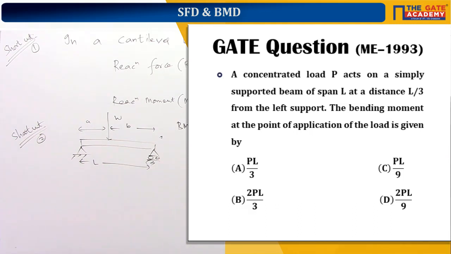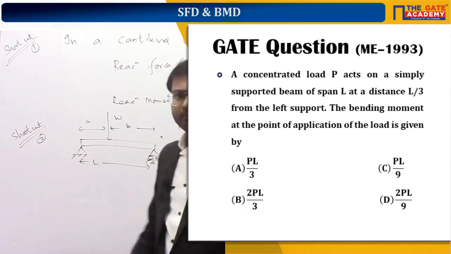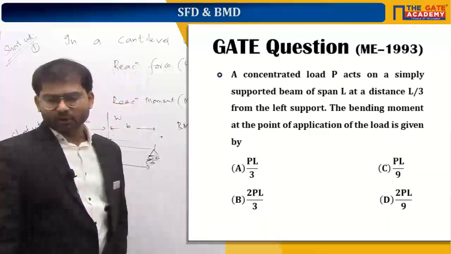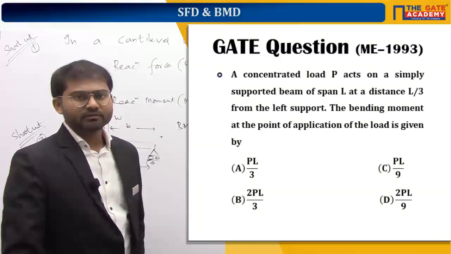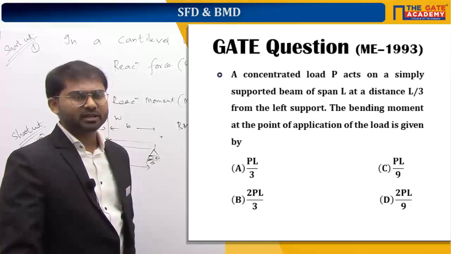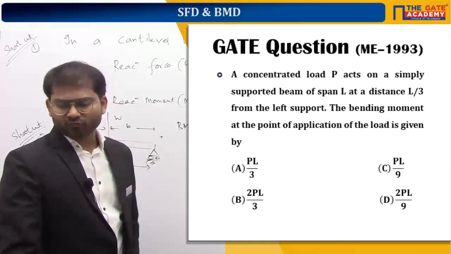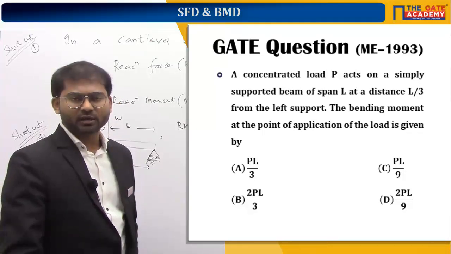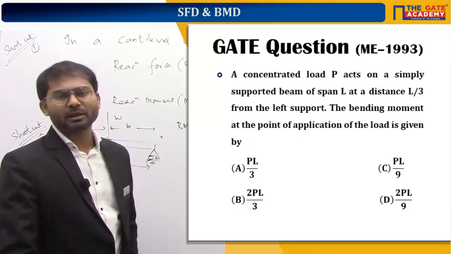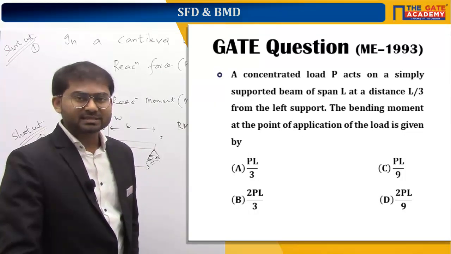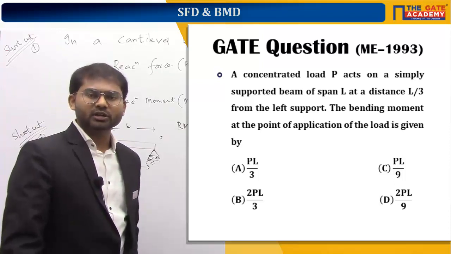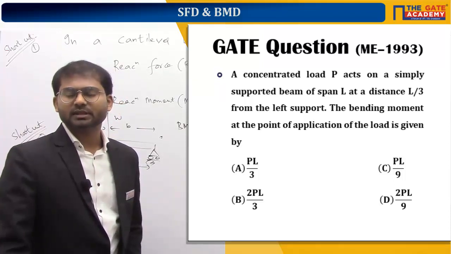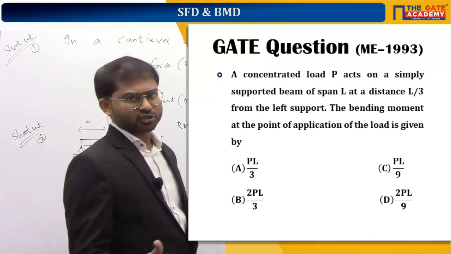So it's completely directly based upon this formula. So here small a, small b. Small a is given as L by 3. Small b is obviously 2L by 3. If you substitute, you'll get the value of bending moment at that location of the load. Application of load is 2PL by 9. So the answer is D here. Chandresh, I hope you understood the mistake in your calculations. Understand? So the correct answer for this question is D.